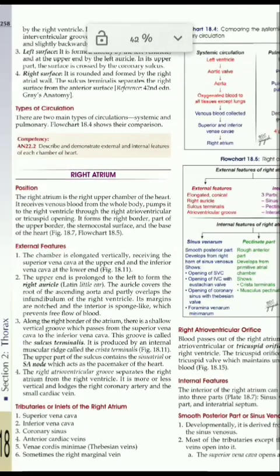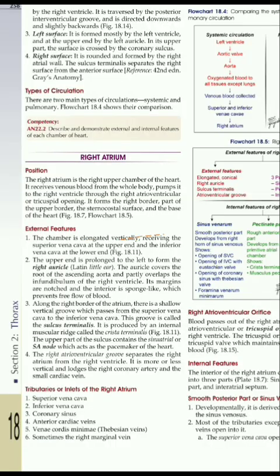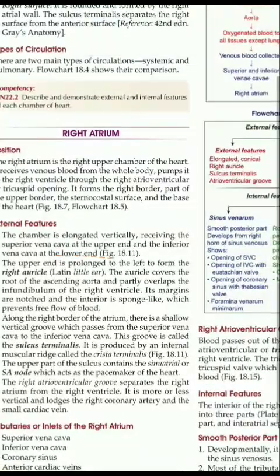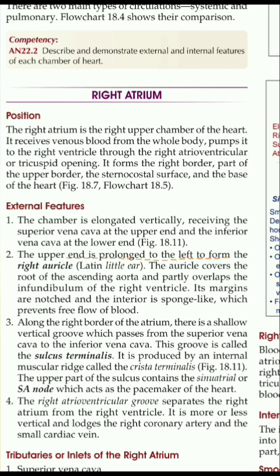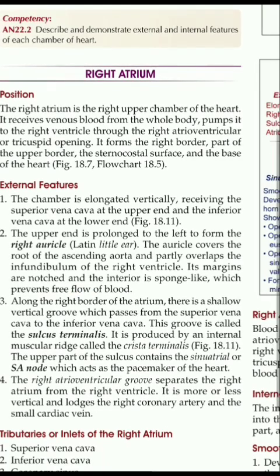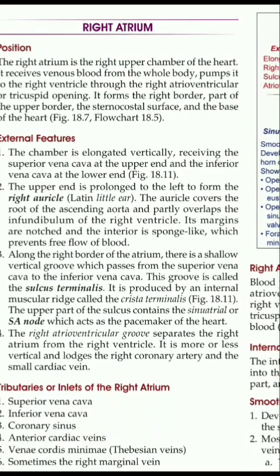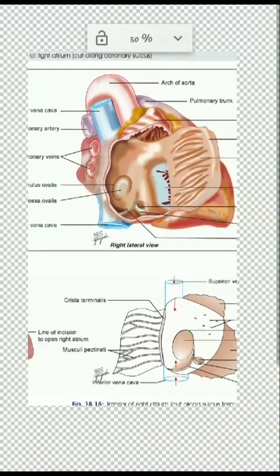The chamber is elongated vertically, receiving the superior vena cava at the upper end and the inferior vena cava at the lower end. The upper end is prolonged to the left to form the right auricle. The auricle covers the root of the ascending aorta and partly overlaps the infundibulum of the right ventricle. Its margins are notched and its interior is sponge-like, which prevents free flow of blood. Along the right border of the atrium there is a shallow vertical groove which passes from the superior vena cava to the inferior vena cava. That is our right atrium.